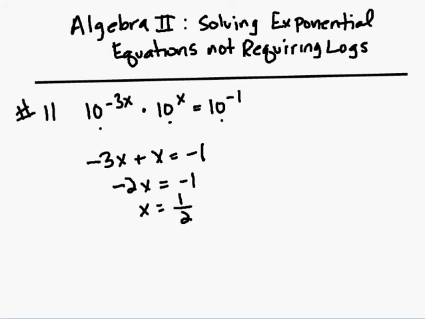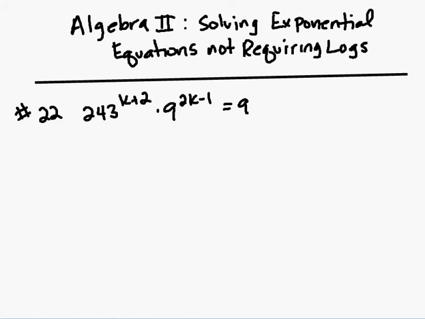Now things get a little bit more complicated when the bases are not the same. So let's take a problem again from your homework, number 22. In this case, we have two different bases, 243 and 9. And our strategy here is to figure out a way to make all the bases the same so that we can ignore them and just solve for the exponents. So what I want to do is change 243 into a value for 9. But I want that base of 9 also to equal 243.